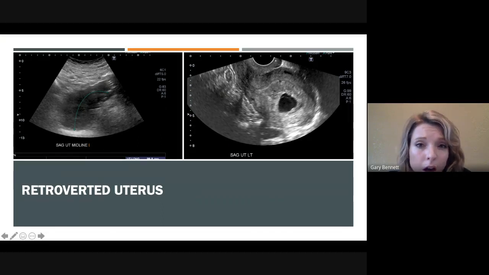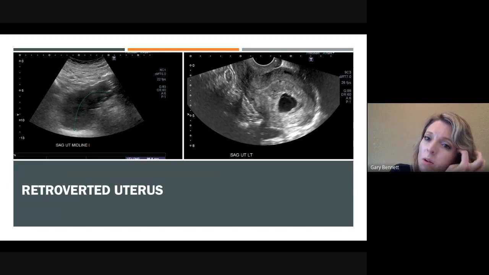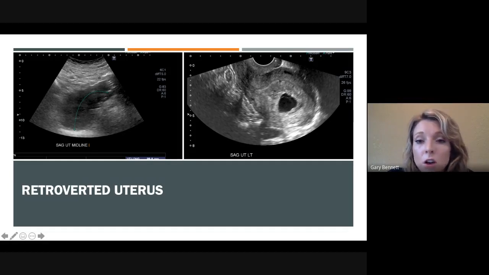You can put a color box on there. The flow is generally pretty slow, so you might not be able to pick up venous flow in a vessel even that big, because it's moving pretty slow in there. You might be able to pick it up, maybe not, doesn't matter. We know that it is not a subchorionic hemorrhage because it's way out in the myometrium and it's not subchorionic.